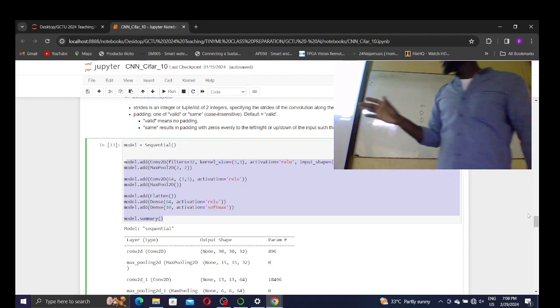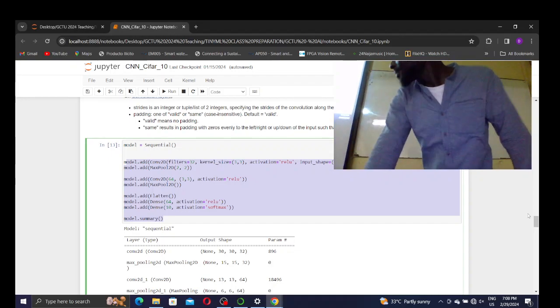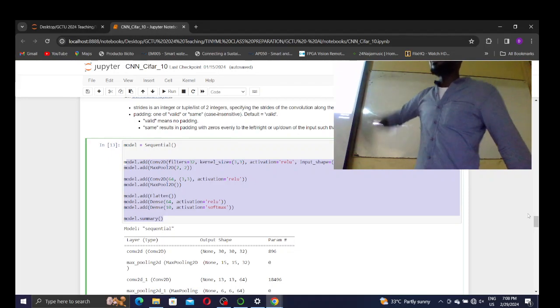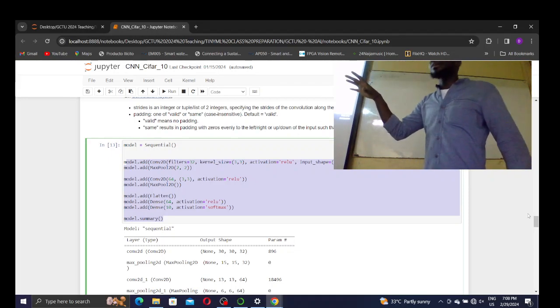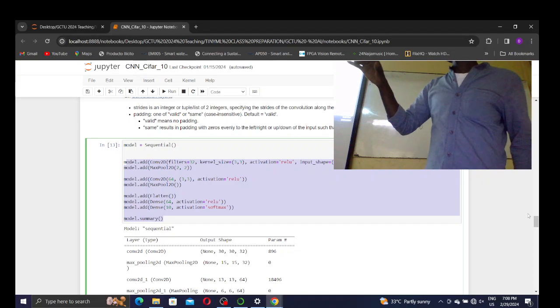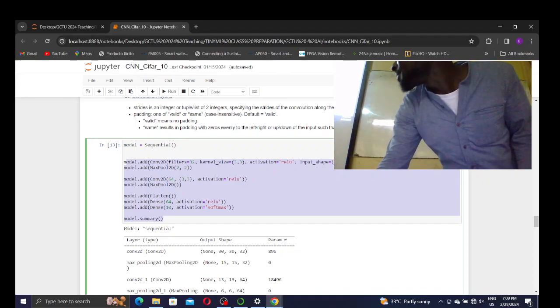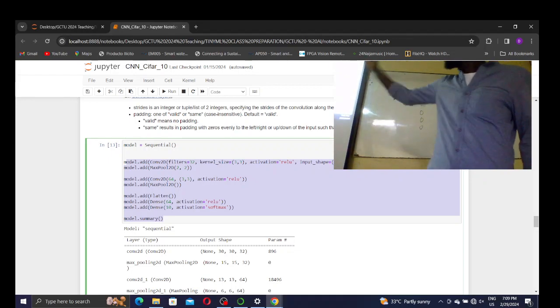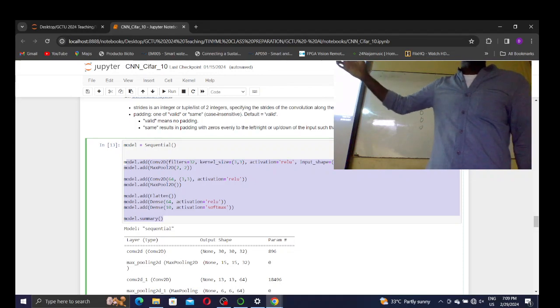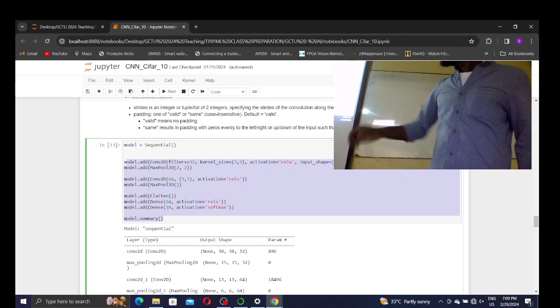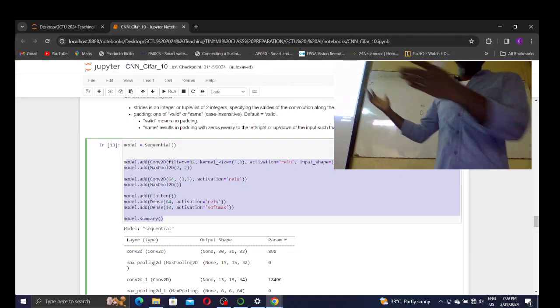So here, this is what I'm going to do. I'll give you the network, and then I tell you the output shape of the first convolutional layer, the first 2D layer. What is the output shape? Then I tell you how many parameters are there.